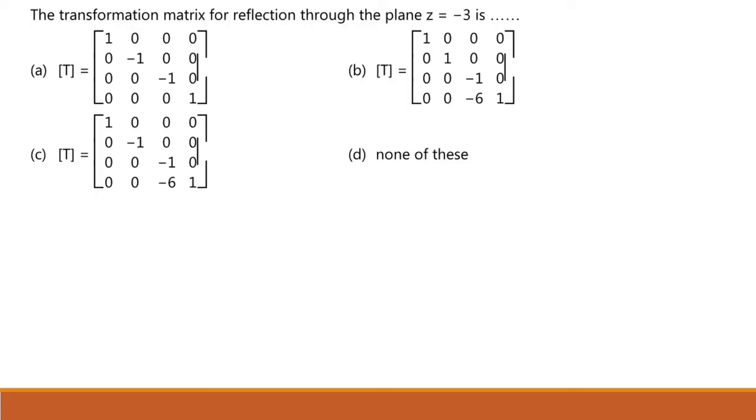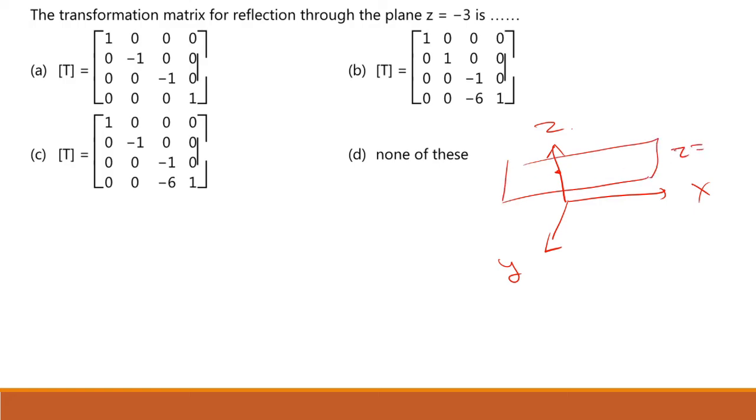Again, let us see the next one: the transformation matrix for reflection through Z equal to -3. What we have to do here is find the transformation matrix for a reflection. First of all, you have to consider the coordinate axes. This is X, this is Y, and this is Z. This is Z equal to -3. Since it is negative, we have to take it below. Let us consider this at the bottom. So this is Z equal to -3.